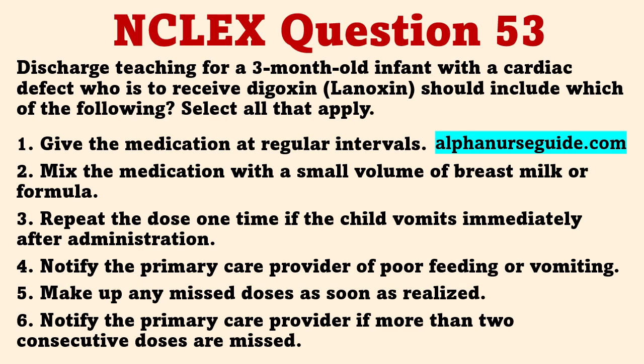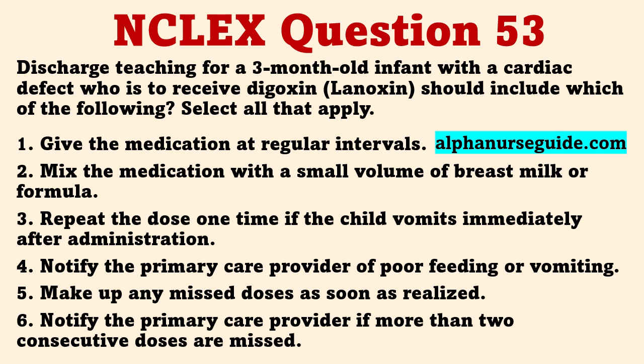Discharge teaching for a 3-month-old infant with a cardiac defect who is to receive digoxin should include which of the following? Select all that apply. 1. Give the medication at regular intervals. 2. Mix the medication with a small volume of breast milk or formula. 3. Repeat the dose one time if the child vomits immediately after administration. 4. Notify the primary care provider of poor feeding or vomiting. 5. Make up any missed doses as soon as realized. 6. Notify the primary care provider if more than 2 consecutive doses are missed.